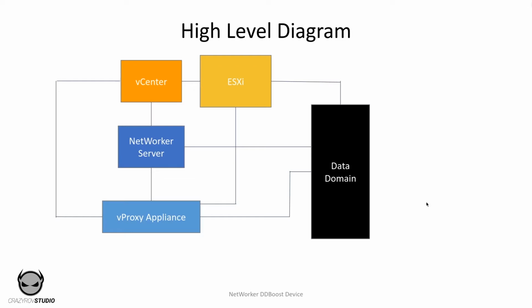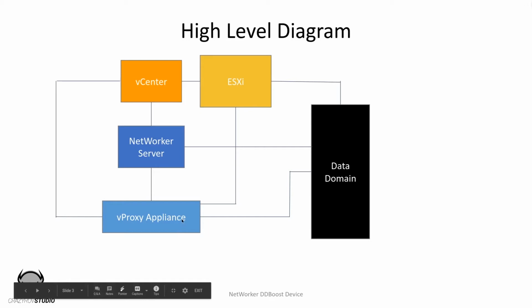Now let's take a look at the required components for NetWorker VMware Protection using vProxy. We need a vCenter and an ESXi, obviously, because ESXi hosts the VM and vCenter is used to manage the entire VMware environment. Then we have the NetWorker server with NMC. NMC is required because the backup configuration as well as the restore can be done only via the NMC. Next, we need the vProxy appliance, which has access to the Data Domain, the ESXi, the vCenter, as well as the NetWorker server for different communications.